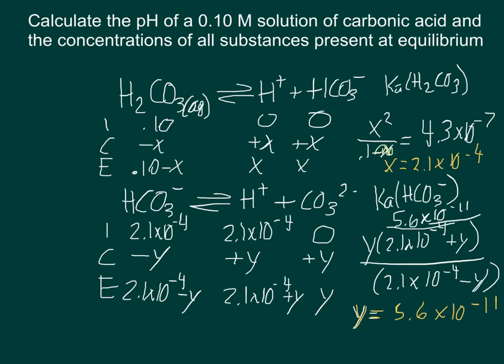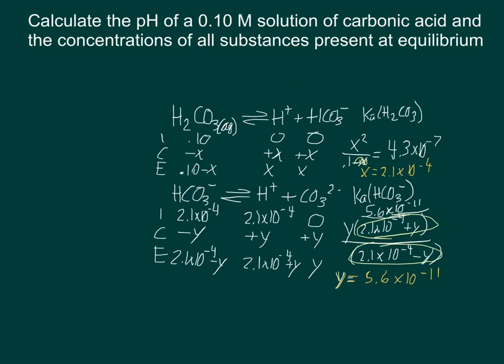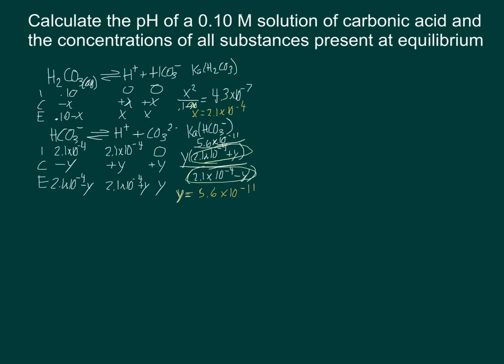And the reason for that is that if you take a look right here, 2.1 times 10 to the negative 4th plus y is so small, and minus y, that those are both 2.1 times 10 to the negative 4th. So realistically, 2.1 times 10 to the negative 4th plus a very, very small number over 2.1 times 10 to the negative 4th minus a very, very small number is 1. And therefore y is equal to the Ka. So that's what we get here. All right, so now we are in the right place to be able to answer the questions that we're given.